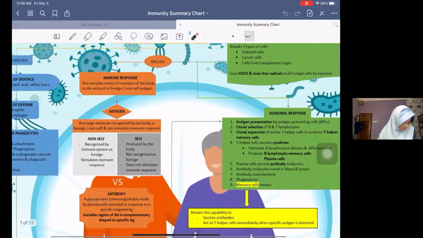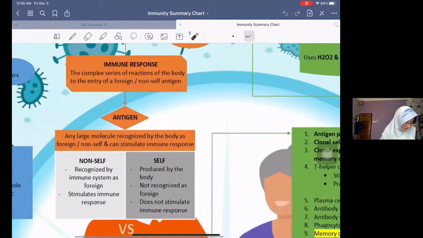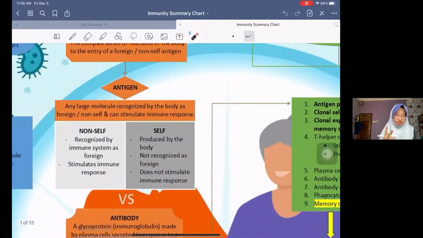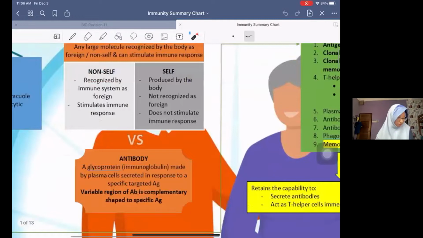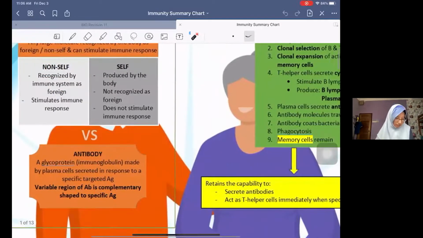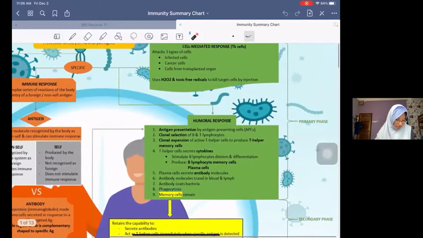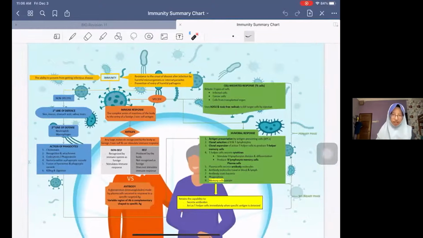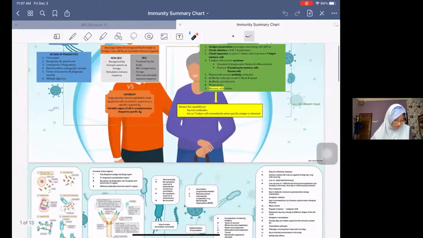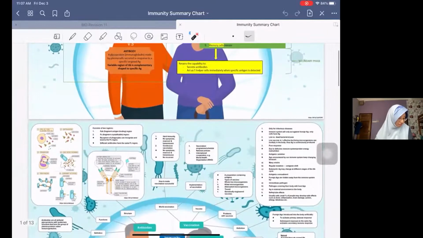You should also know the term antigen here. We have 2, non-self and self-antigen, and also what an antibody is. At the side here, in the specific response, we have the primary phase, which basically involves the whole thing. Then the secondary phase is where memory cells are made. Memory cells here are very important. So this is a short summary.